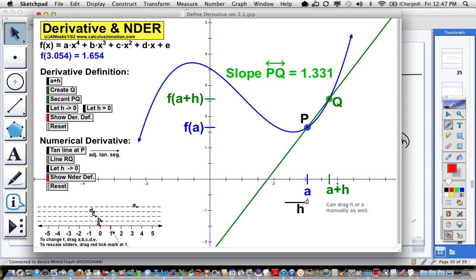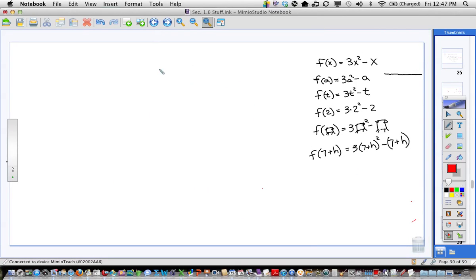Just get h, right? And that makes sense because we said h is the run, and the slope is rise over run, so it should be that. Okay? So, what does that look like? That's going to look like this, and I'll write that on the board here.